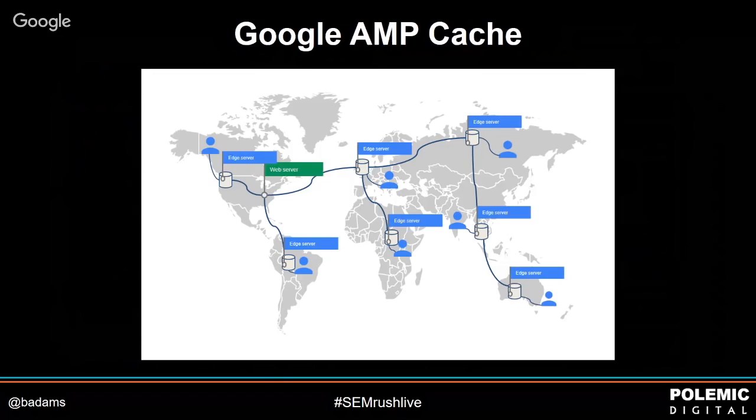And whenever someone goes to a mobile search result where your page is being shown, that page will be served from Google's own server network, so not from your own web server. Your website will still get the credit, of course, with the Google Analytics code, but the user actually never touches your web server. It is all served from Google's own infrastructure.